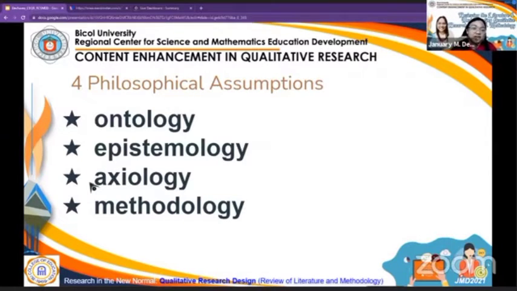So you could actually read more about them. I think Creswell has written something about this, but I suggest Crotty is the best source, though I think it's 1998, but it will really give you a distinction of the four terms and why they are important.